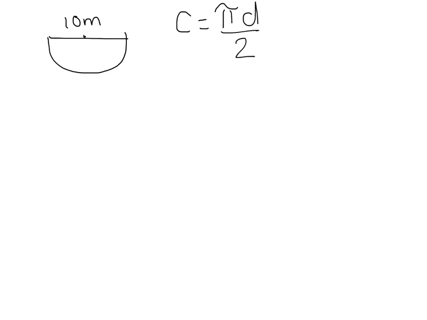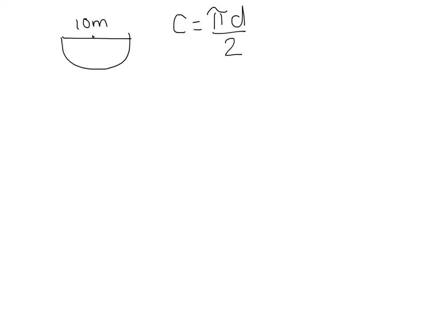If we look now then at some more challenging examples, instead of a full circle, let's say we were given a semicircle, and we should know that's half of a circle. And again, we'll say that the diameter is 10 metres. Well, the difference here, I've been given half a circle, so my circumference will be given by pi d over 2.